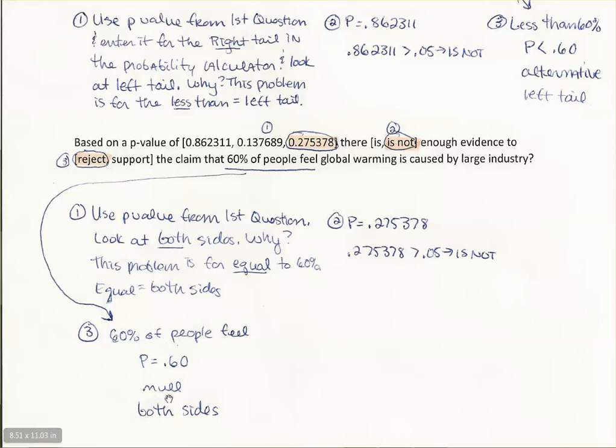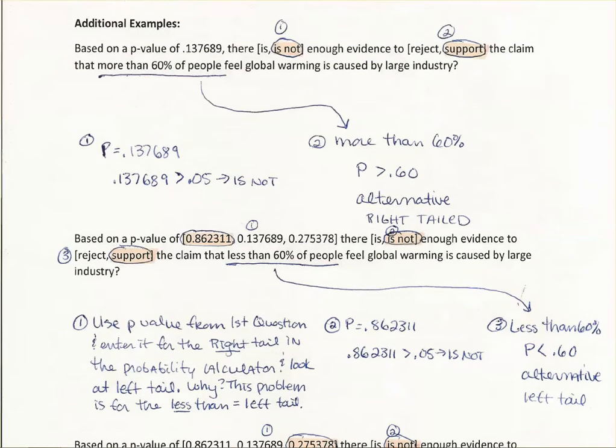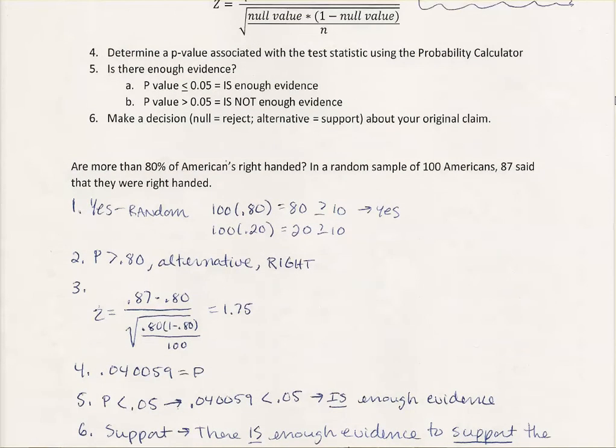In this case, it was the null, so we do reject the claim that 60% of people feel global warming is caused by large industry. So we would say that based on the p-value of 0.275378, there is not enough evidence to reject the claim that 60% of people feel global warming is caused by large industry. And there you go. We just worked through all of those example questions. Hopefully that helped.